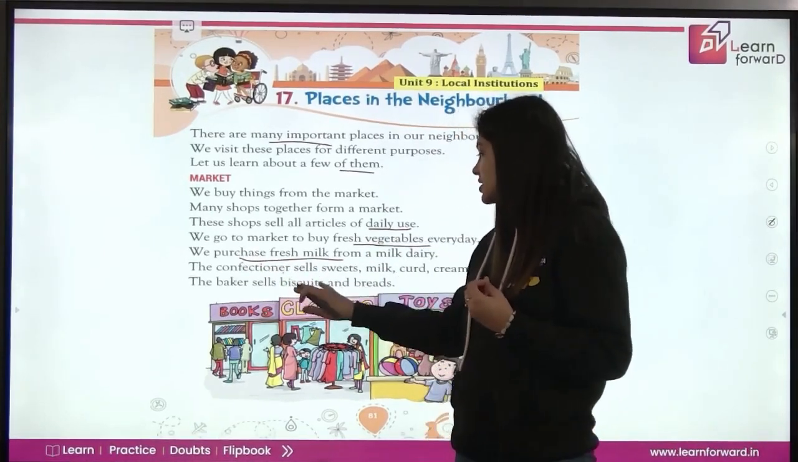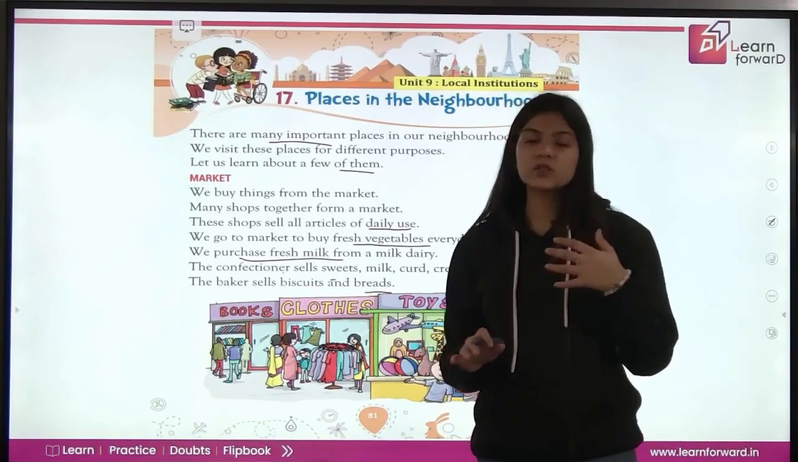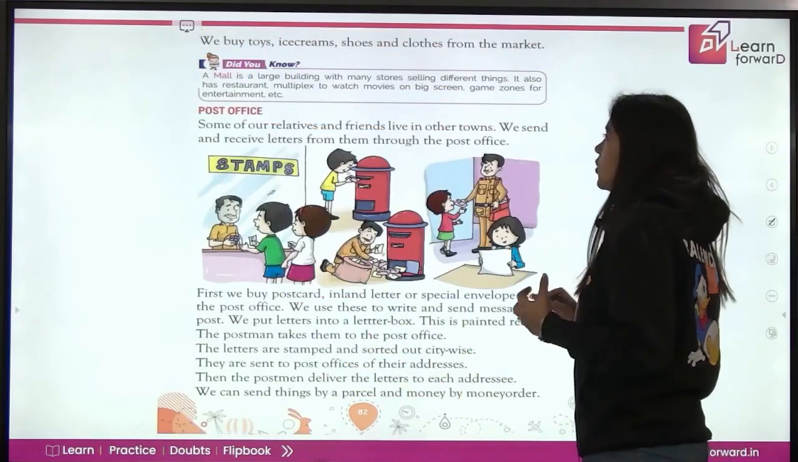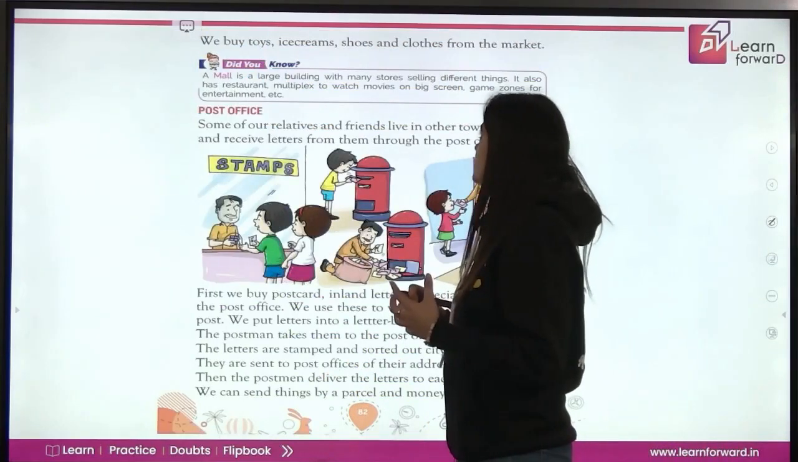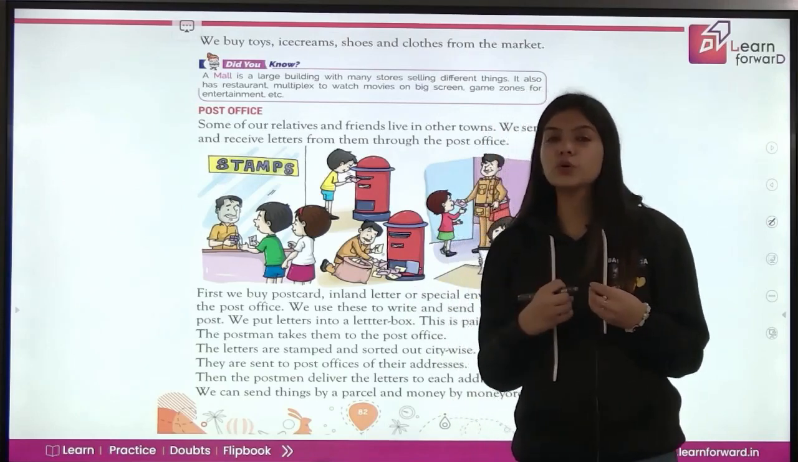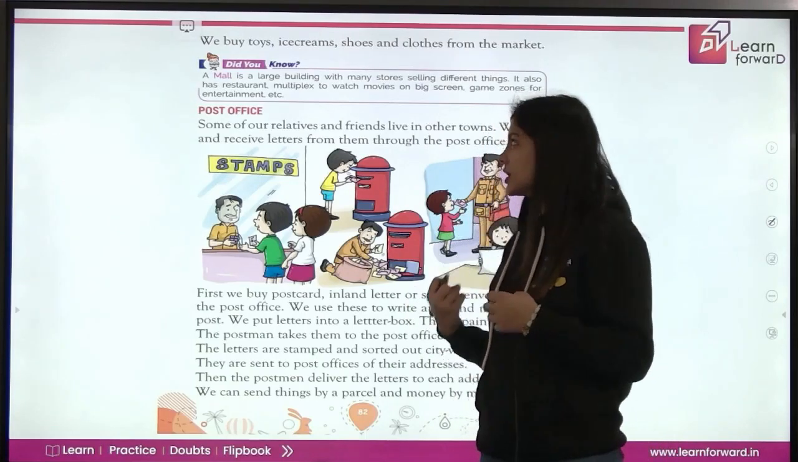The baker sells biscuits and breads. So what does baker sell? It sells biscuits and breads. Now we buy toys, ice cream, shoes and clothes from the market. So if you want to get anything, what do you do? You go to markets with your parents to get any of these.